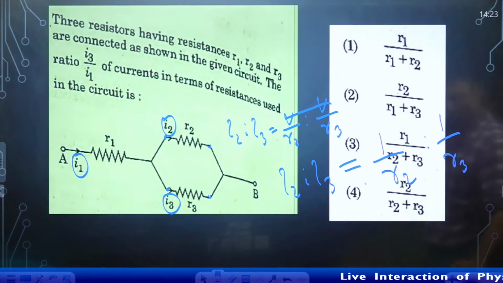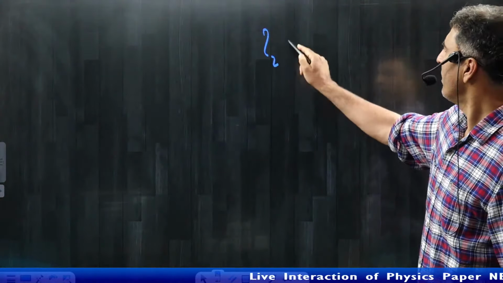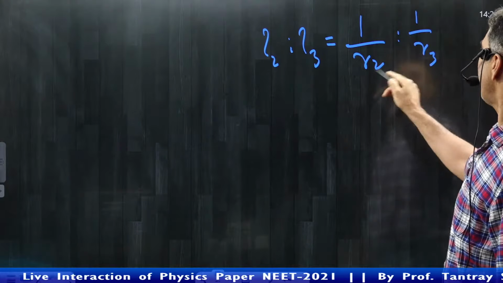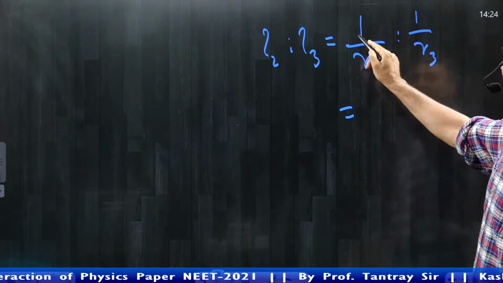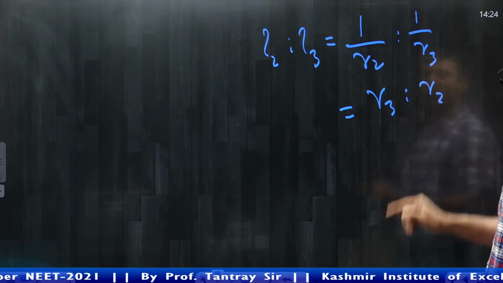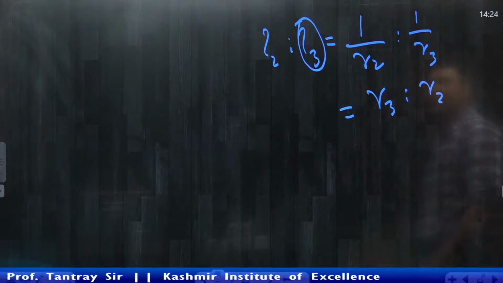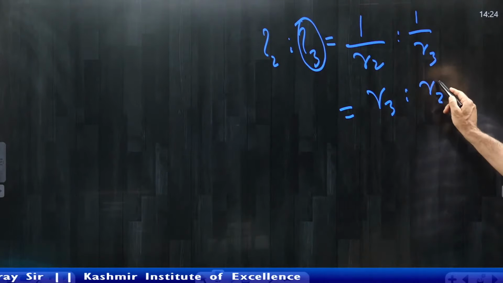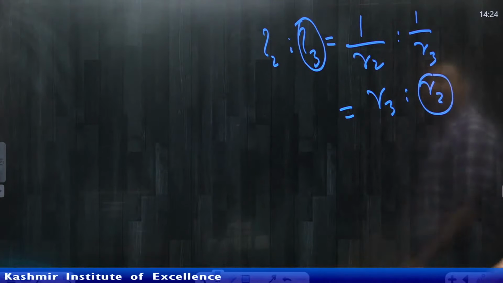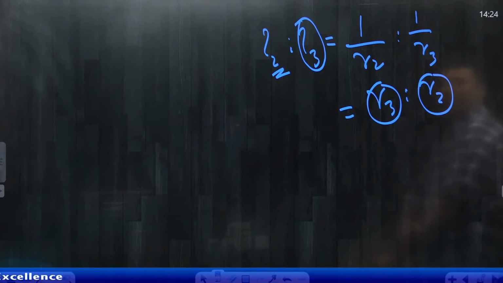So let me go to here. I2 is to I3 is equal to 1 by R2 is to 1 by R3. Multiply R2 R3, so here R2 goes, R3 is to R2. So for current I3, it shares the resistance of R2. I2 shares the resistance of R3 because it is inversely proportional to the resistors.